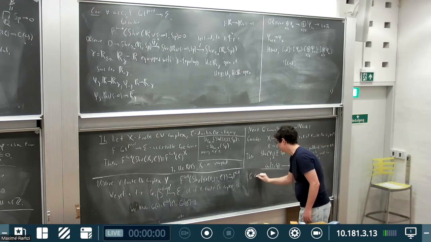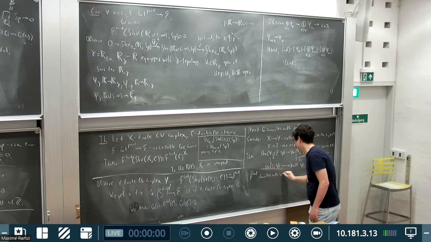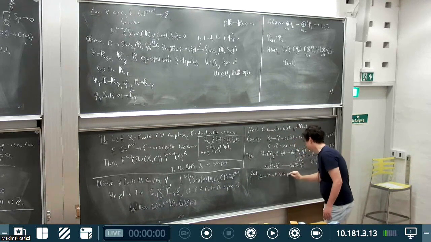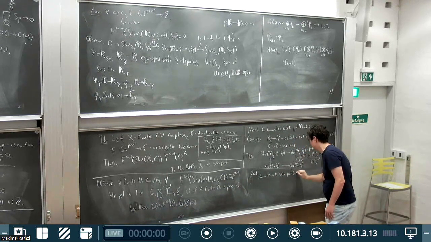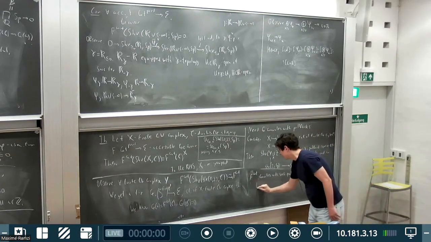So G commutes. Sorry, not G. I mean our localizing invariant commutes with such pullbacks. So this is like a little lemma.